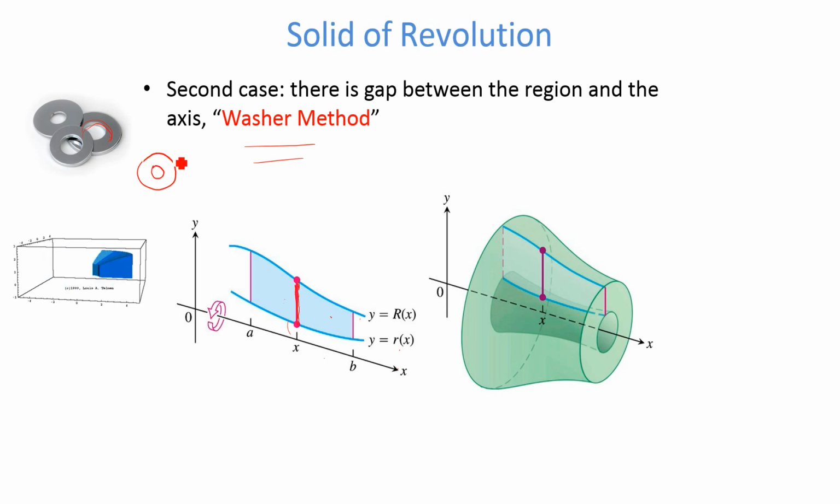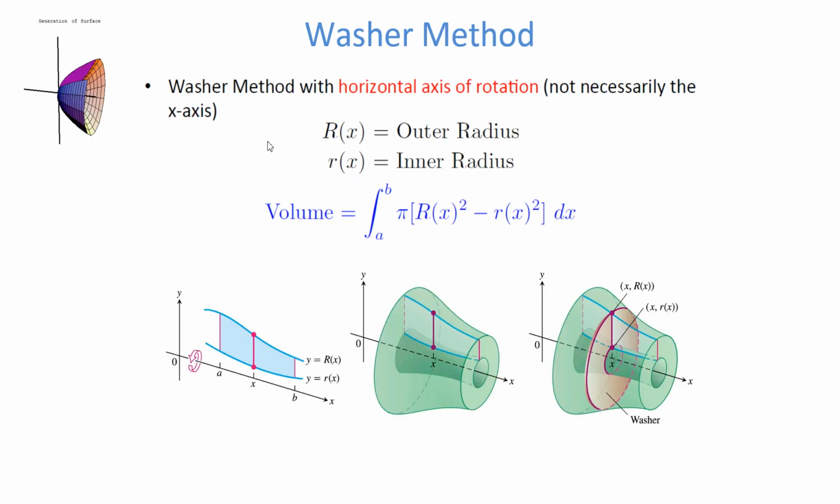So the area of one washer is in fact the area of the outer circle, that is with radius R(x), minus the area of the inner circle. So we have the area between the circles. So the area of the outer circle is πR(x)², and the area of the inner circle is πr(x)². Okay, and when we integrate it from a to b, we'll have the volume of the solid generated, and this method is called the washer method.